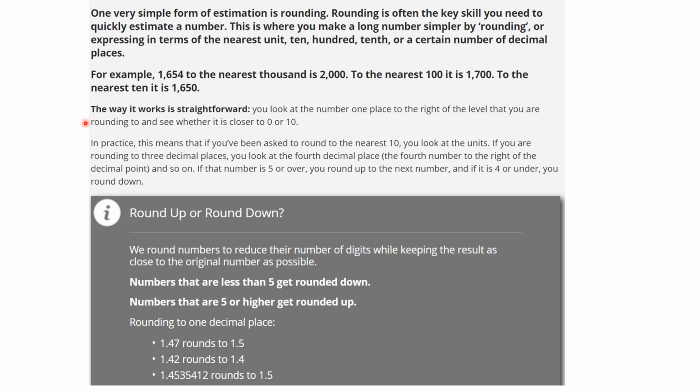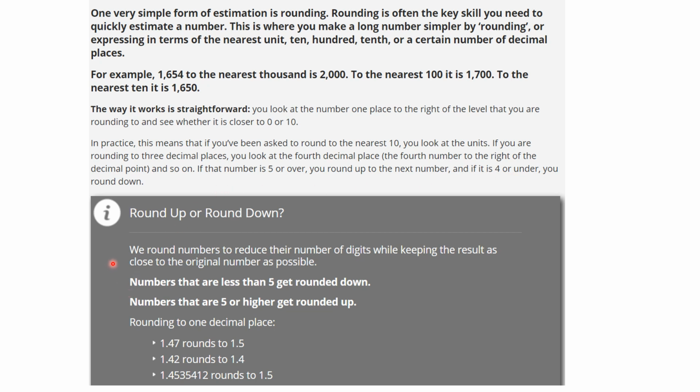And the way this works is straightforward. You look at the number one place to the right of the level that you're rounding it, and see whether it's closer to 0 or 10. In practice, this means if you've been asked to round to the nearest 10, then you look at the units. And if you're rounding to 3 decimal places, you look at the 4th decimal place, and so on. If that number that you're looking at is 5 or over, you round to the next number. If it is 4 or under, you round down.